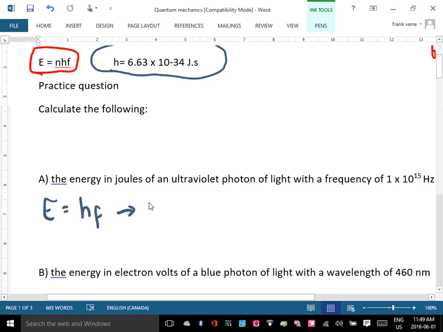So H is 6.63 times 10 to the negative 34 joules seconds. And frequency is 1 times 10 to the 15 hertz. But what's a hertz? What's the actual unit of hertz? It's something per second. So you'll notice the time will cancel out. So you're left with this.